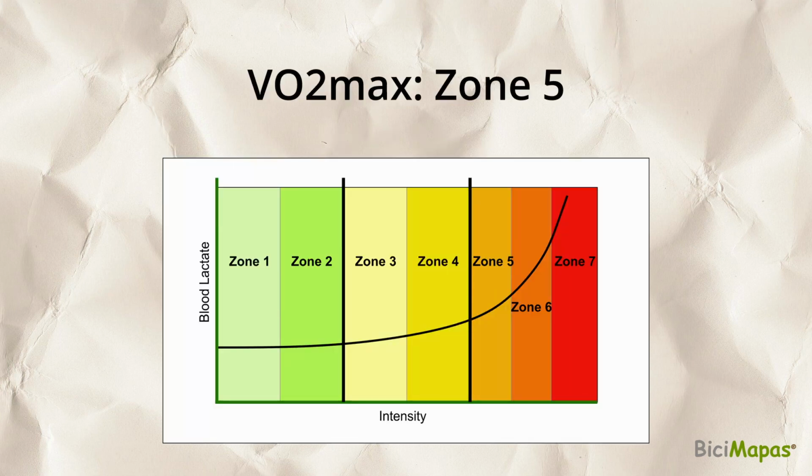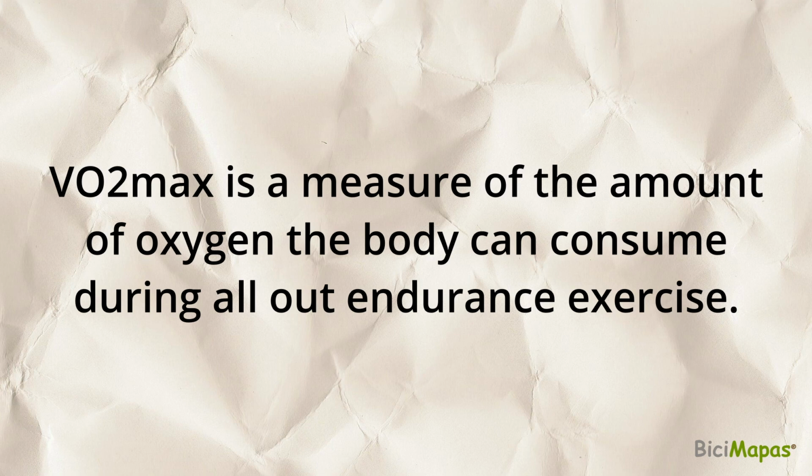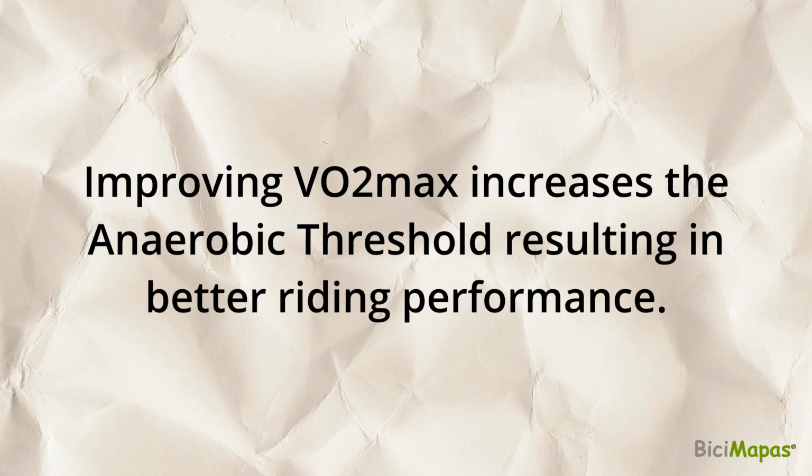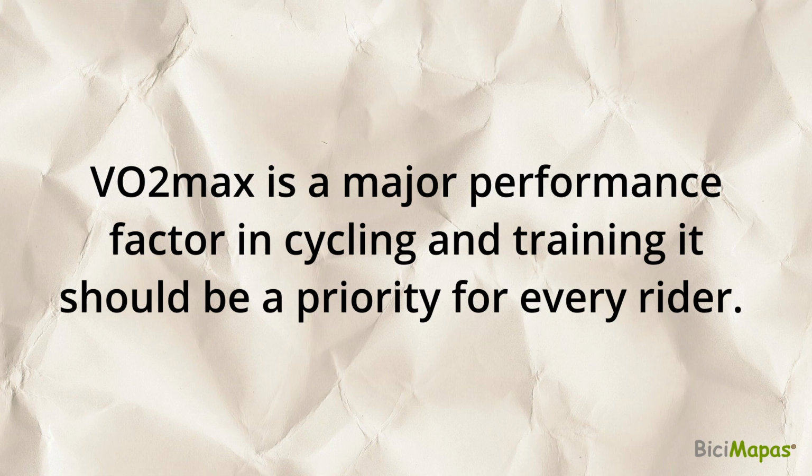VO2 max rides are done in zone 5, either power or heart rate. This is the intensity level limit to train with heart rate. VO2 max is a measure of the amount of oxygen the body can consume during all-out endurance exercise. Improving VO2 max increases the anaerobic threshold resulting in better riding performance. VO2 max is a major performance factor in cycling and training. It should be a priority for every rider.